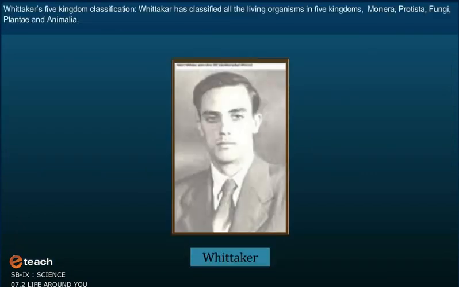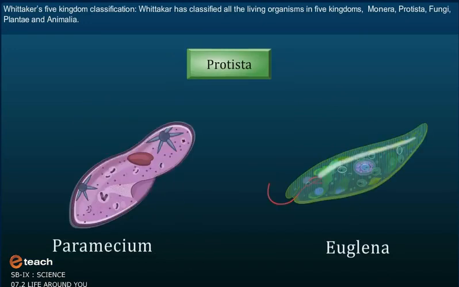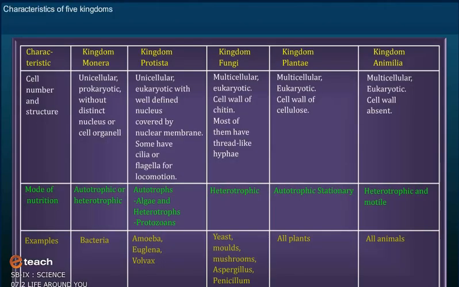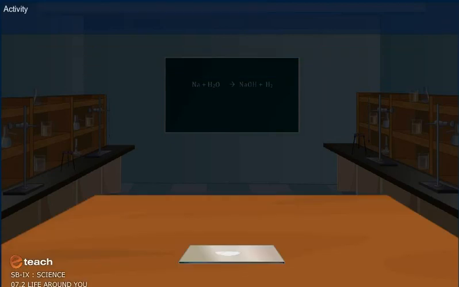Whittaker's five-kingdom classification. Whittaker has classified all the living organisms into 5 kingdoms, that is, Monera, Protista, Fungi, Plantae, Animalia. Characteristics of 5 kingdoms are enlisted as shown in the table. Whittaker's 5-kingdom classification. Kingdom Monera.